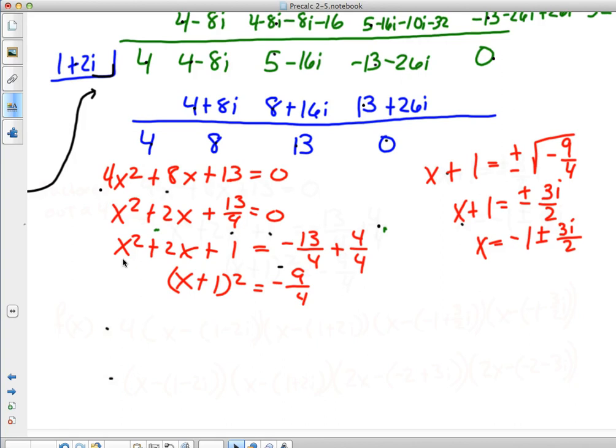Now, heavy factoring, heavy multiplying binomials, trinomials, quadnomials on this test. Okay, be comfortable with it.